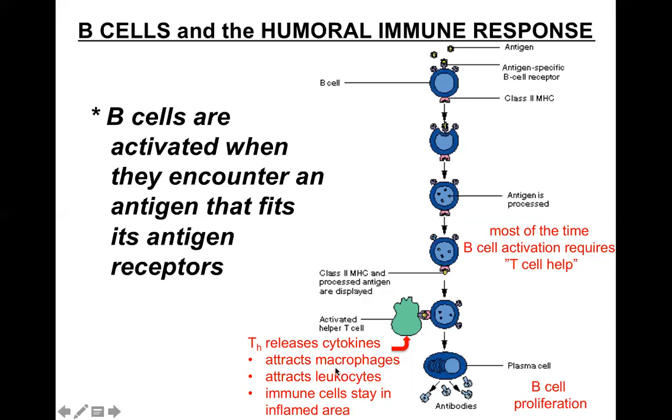It's going to attract more macrophages and other leukocytes to the area in this inflamed area of infection. And as then the B cell proliferates, makes plasma cells, makes antibodies, the antibodies are doing their thing and helping to wipe out this pathogen. The macrophages that are in the area will then digest those dead pathogens as this whole process occurs.